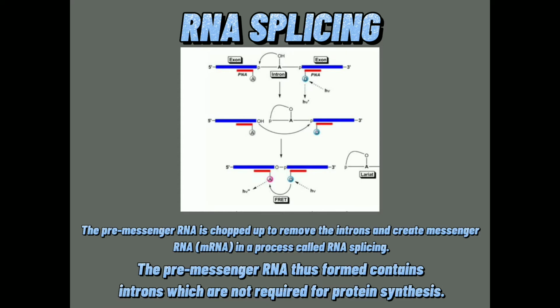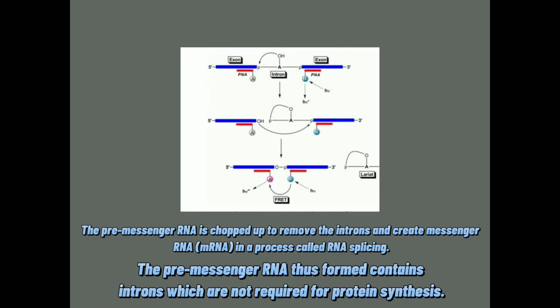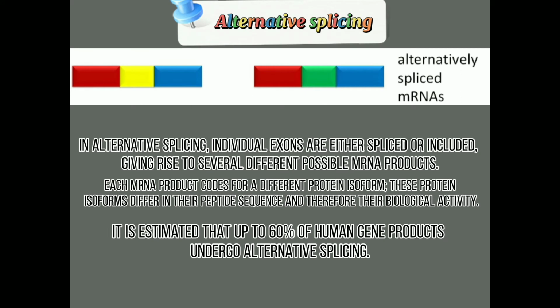The pre-messenger RNA is trimmed to remove the introns and create messenger RNA in a process called RNA splicing. The pre-messenger RNA thus formed contains introns, which are not required for protein synthesis. In alternative splicing, individual exons are either spliced out or included, giving rise to several different possible mRNA products. Each mRNA product codes for a different protein isoform.